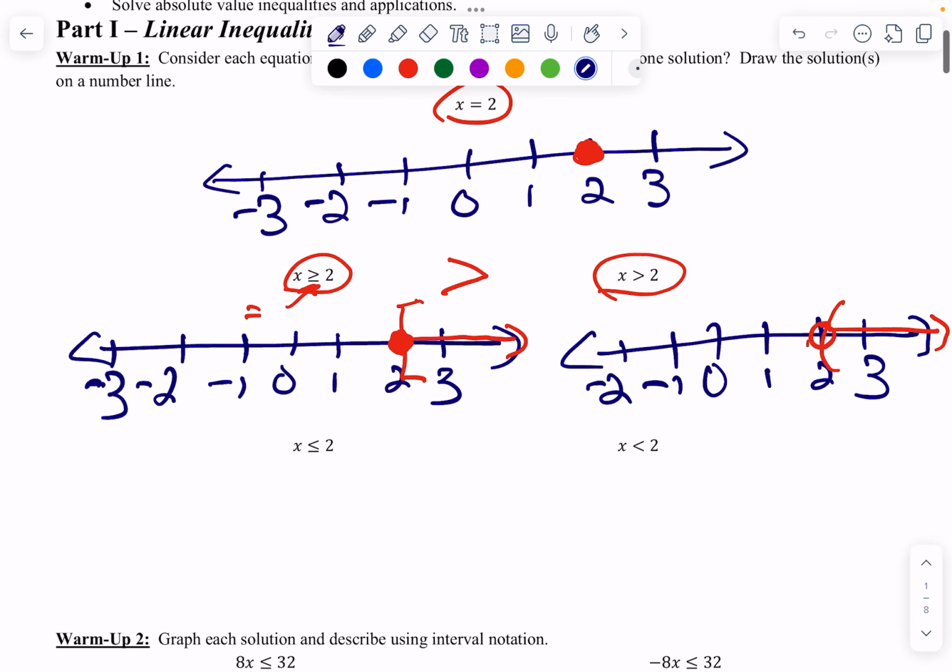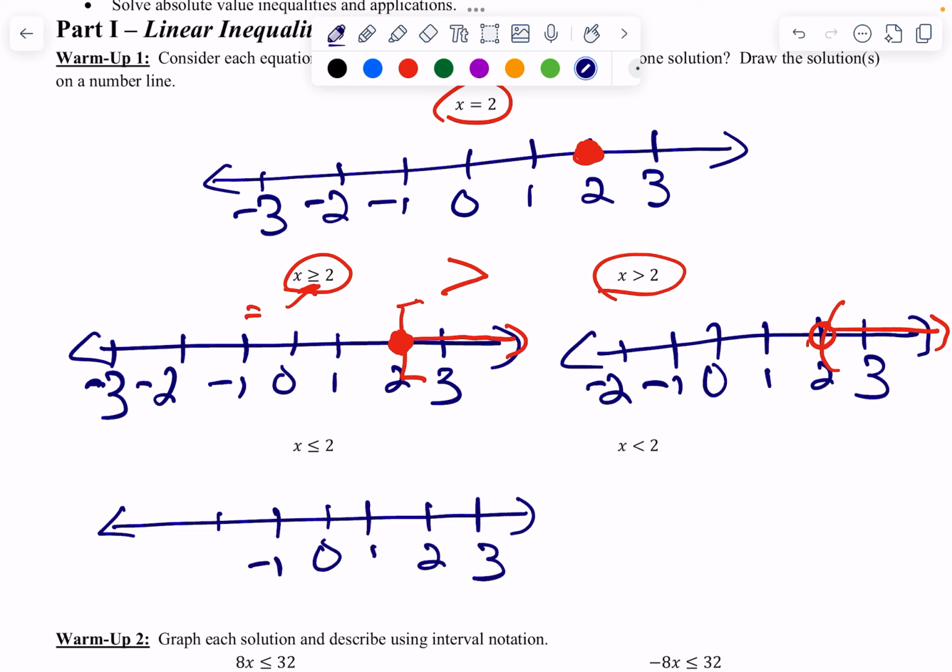Okay, so those two were greater than and equal to, and greater than. Now we're going to go to less than. So x is less than or equal to 2. Again, we have the equal to, so it is going to be a closed dot. And the arrow is pointing towards the left, so the smaller numbers, 1, 0, and so on.